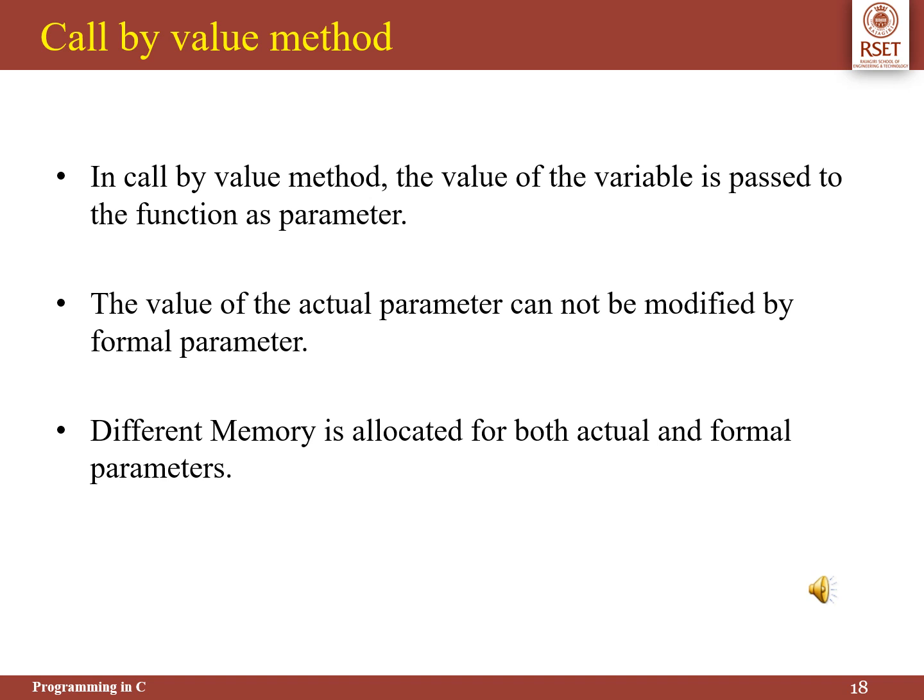The values of the actual parameters are copied to the formal parameters. Thus, the operations performed on the formal parameters don't reflect in the actual parameters. The value of the actual parameter cannot be modified by the formal parameter. That means separate memory is allocated for both actual and formal parameters in call by value method.